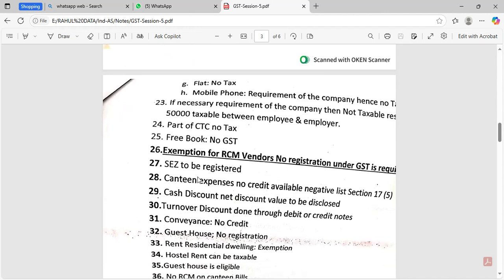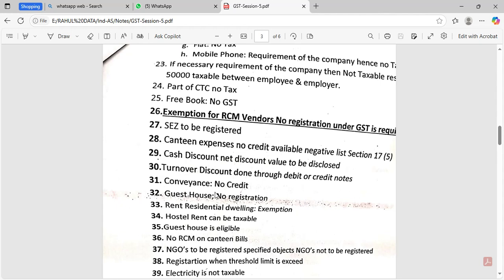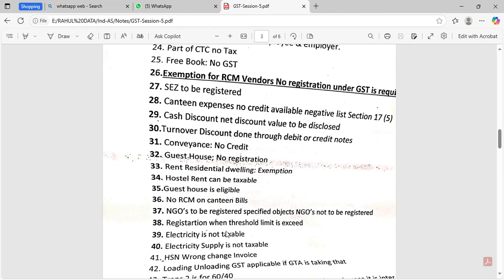SEZ to be registered. Canteen expenses, no credit available, negative list. Cash discount, net discount value to be disclosed. Turnover discount done through debit and credit notes. Conveyance, no credit. Guest house, no registration. Rent, residential dwelling exemption. Hostel rent can be taxable. Guest house is eligible. No RCM on canteen bills.